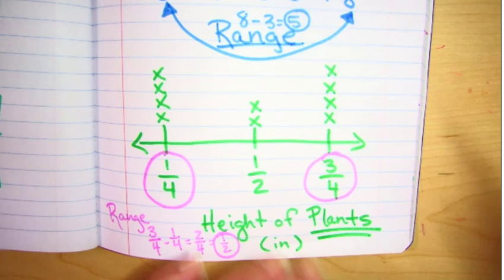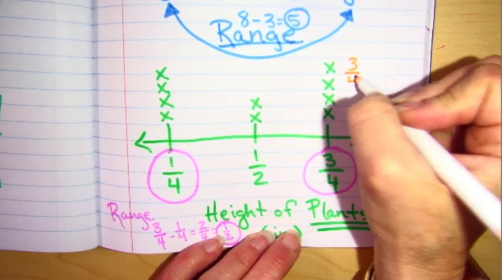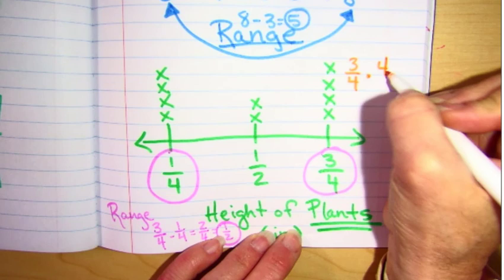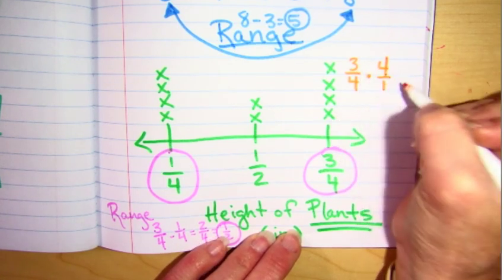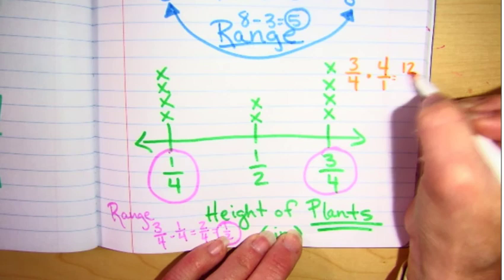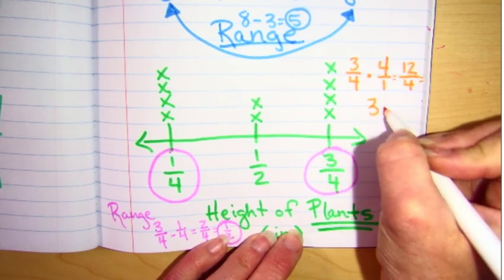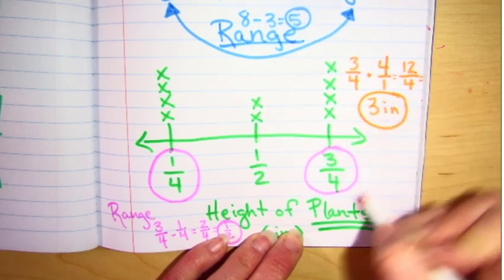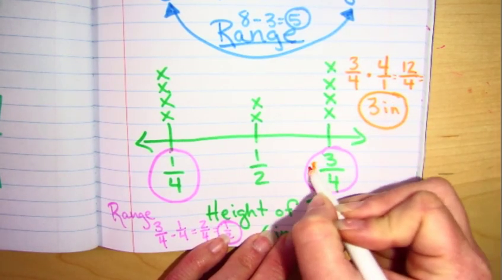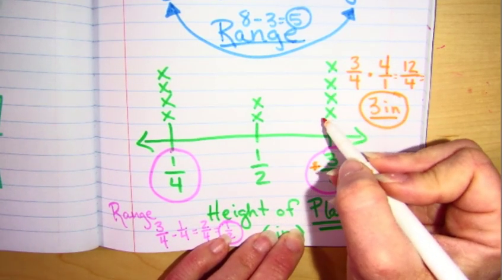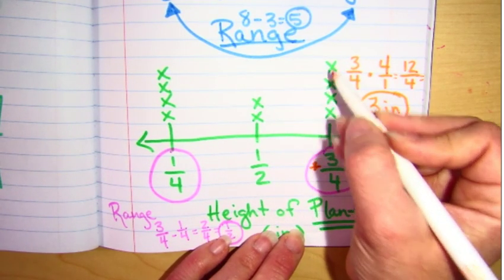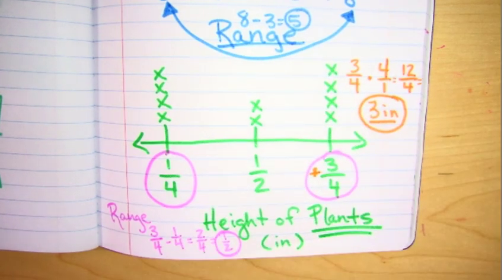I'm just going to do 3/4 times 4. I'm going to turn it into a fraction. 3 times 4 is 12. 4 times 1 is 4. 12 divided by 4 is 3. So that means that the total height of all plants that are 3/4 inch is 3 inches, because this is 3/4, 3/4, 3/4, and 3/4. So be careful on those, because combining the X's or dots and having to multiply them is really the only tricky thing they throw into this one.